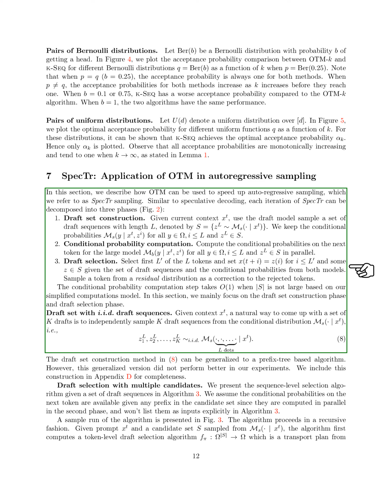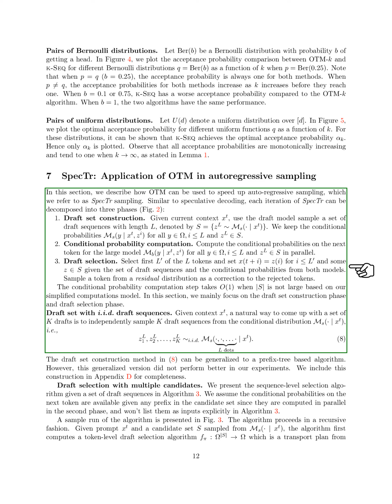2. Conditional probability computation. We calculate the conditional probabilities for the next token for the large model in parallel. 3. Draft selection. We select the first L' of the L tokens and set x_{t+i} equal to z_i, for i less than or equal to L', and some z in S. We then sample a token from a residual distribution as a correction to the rejected tokens. The computation of conditional probabilities takes constant time when the size of S is not large, based on our simplified computations model. In this section, we mainly focus on the draft set construction phase and draft selection phase.